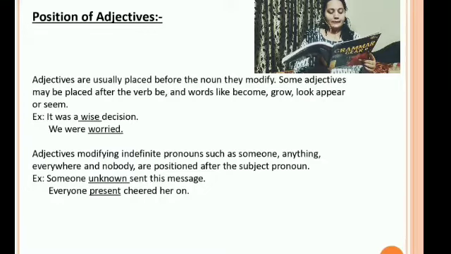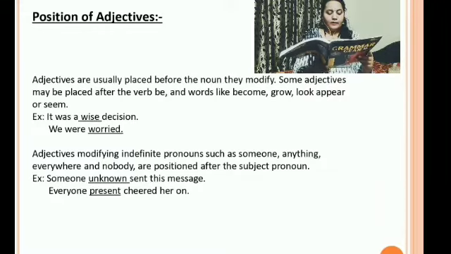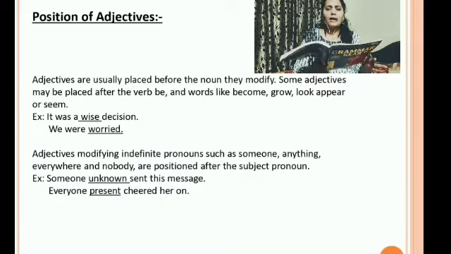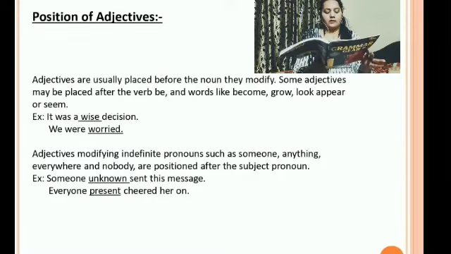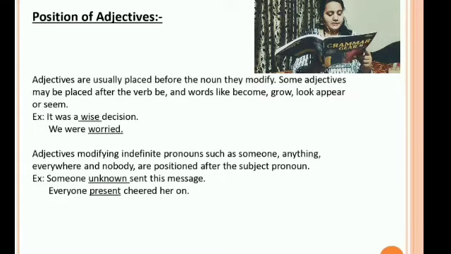Now look at the example. It was a wise decision. Decision is a noun, and wise is the word placed just before that noun. So it shows that wise is an adjective. Then, we were worried. Now were is the past form of be. So after that verb, what is placed? Worried. How were we? We were worried. So worried is the adjective.